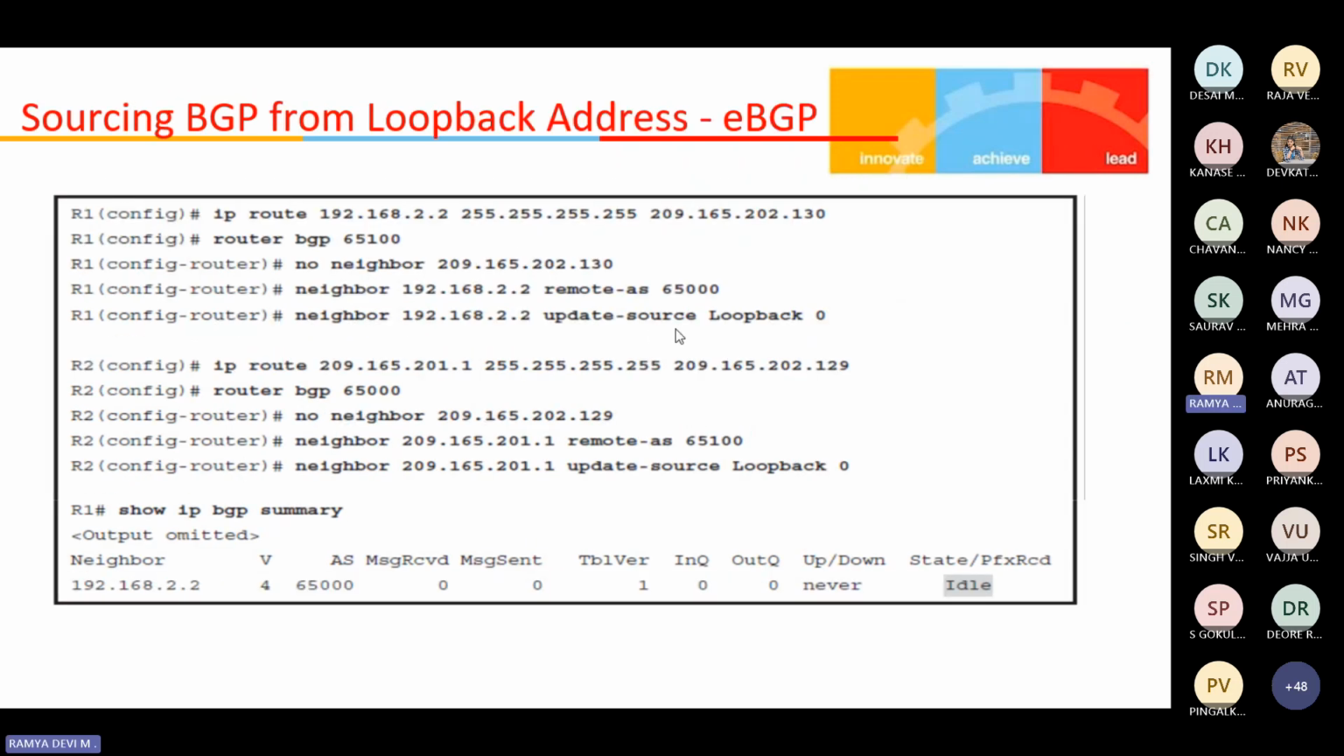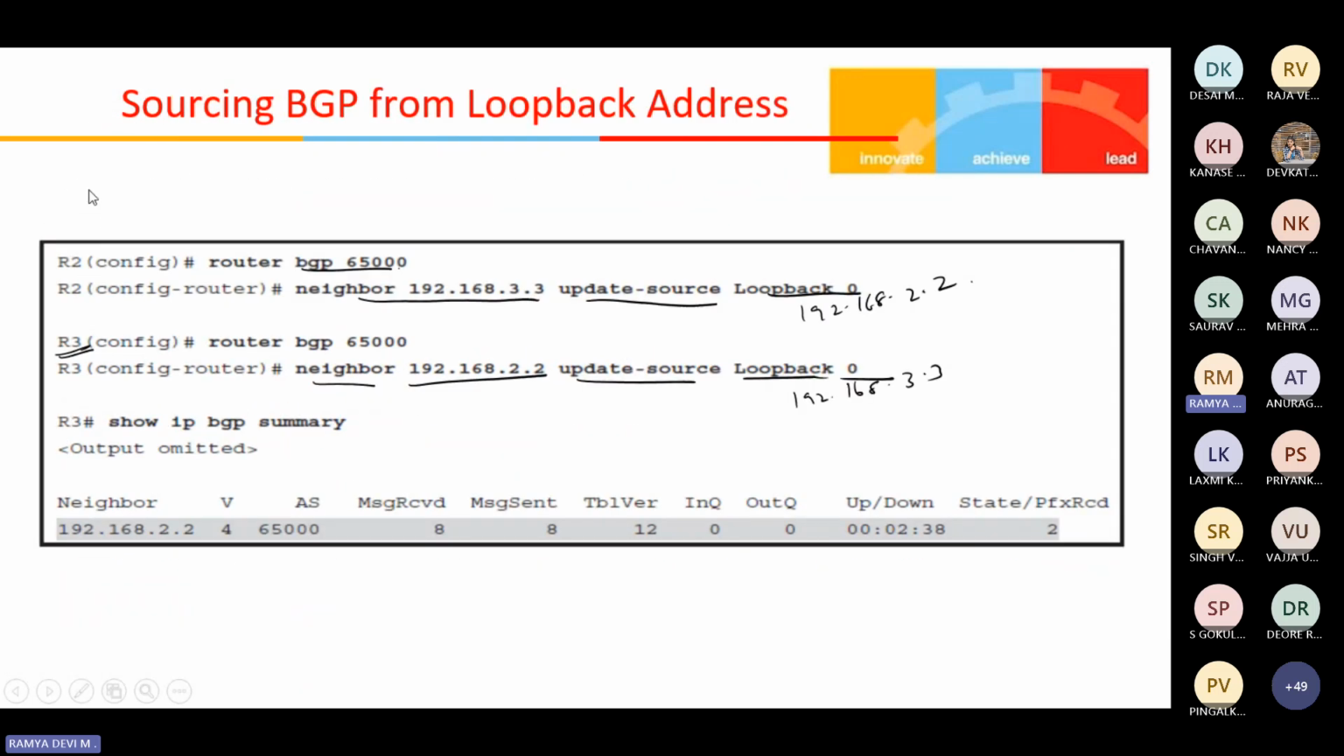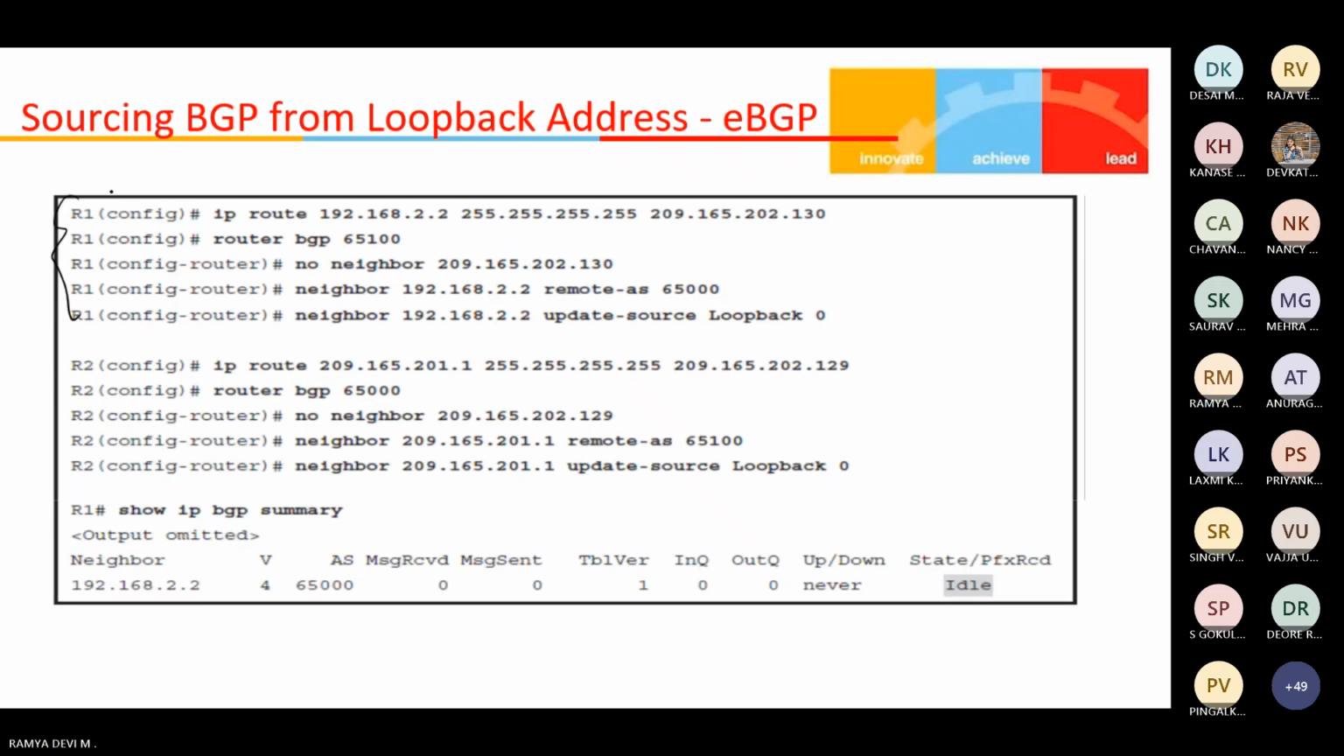Okay, now we'll see sourcing BGP from loopback addresses, that is eBGP. So this is the configuration which was done in R1. R1 was in the autonomous system number, all those things we have done, right? So we start with IP route 192 dot subnet mask, and also we have starting router BGP.